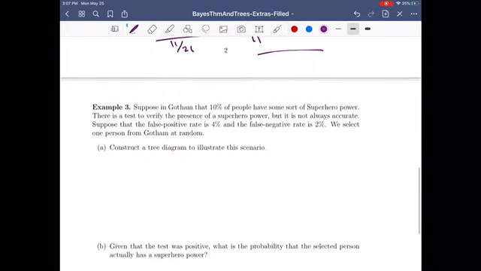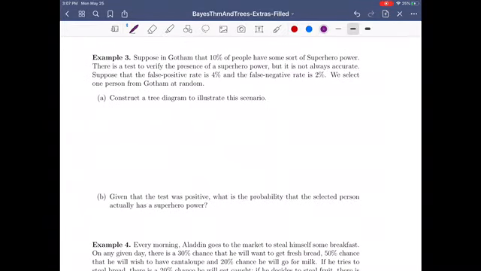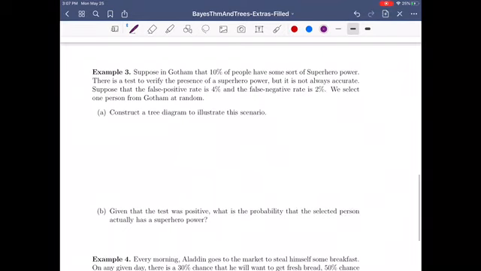Couple more. Suppose in Gotham that 10% of people have some sort of superhero power. I'm going to call H the event has superhero power.